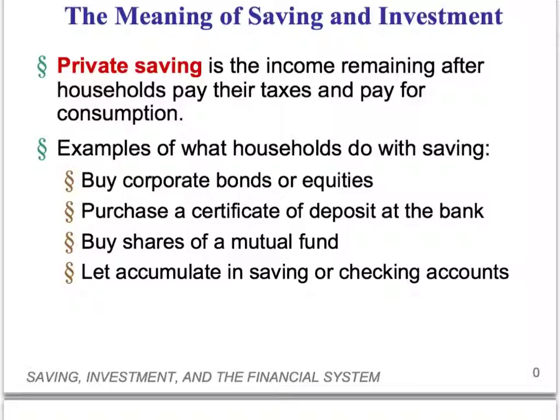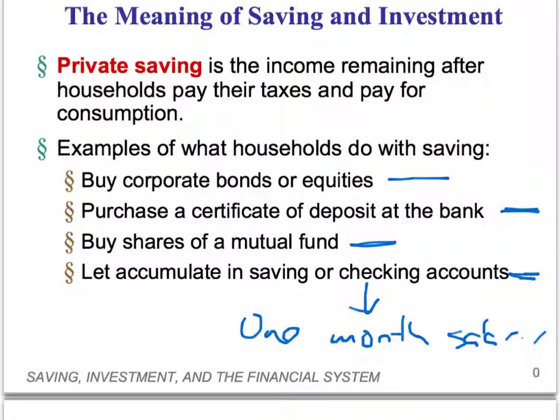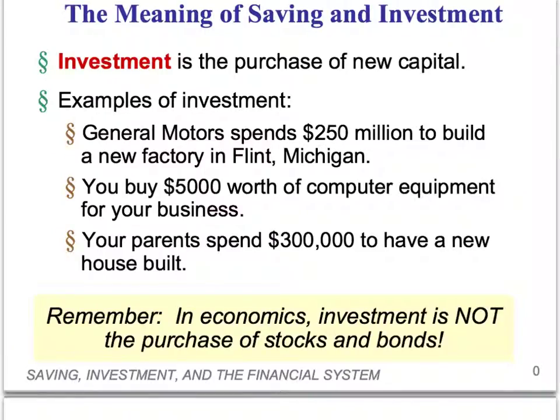Okay, now some definitions. Private savings, you just need to memorize this. It's what is left after taxes and consumption. So here are things they can do with their savings. They can buy that, which I think is good. They can do that, which is safe but not necessarily good. They can do that, or they can do this. Okay? Don't do much with checking accounts. Just leave 1 month of savings in checking account, 1 month salary. After that, put it in other investments, in my humble opinion. Okay, I'm going to say this over and over again. Remember, right here.